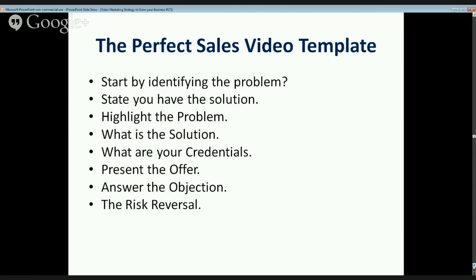The risk reversal, that's where you put the risk on you and not your customer. And urgency. You need urgency to get a sale. And finally, of course, the call to action.